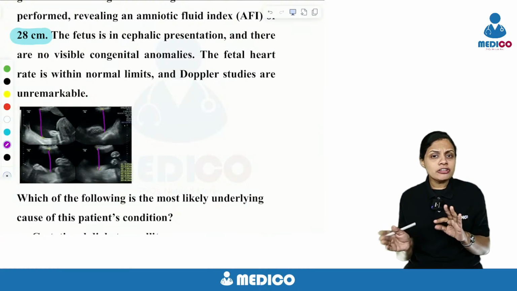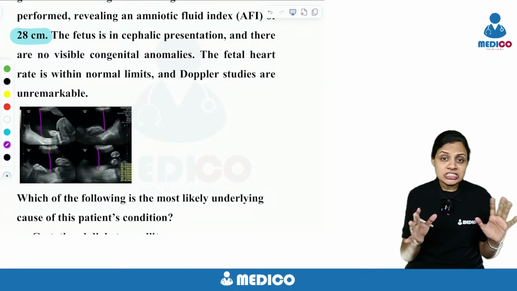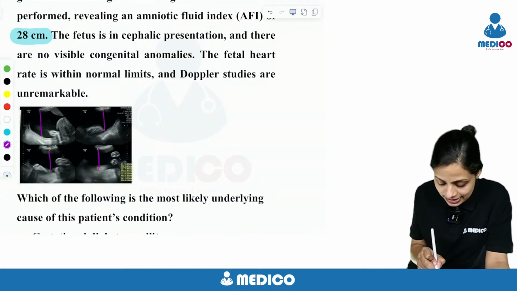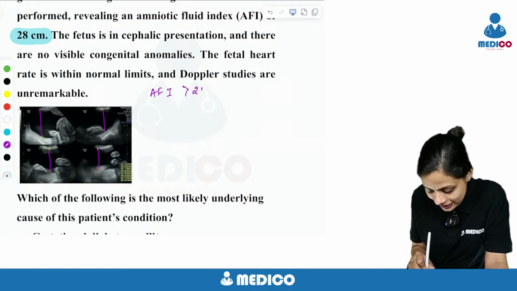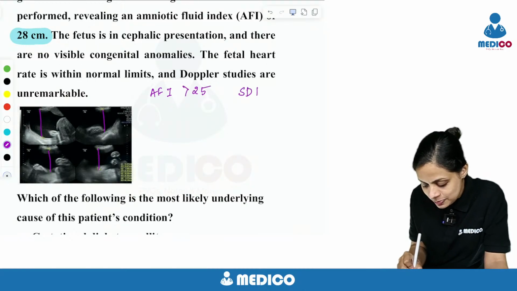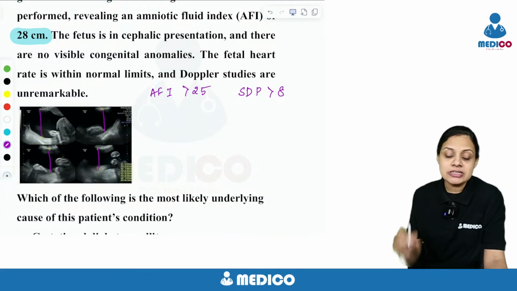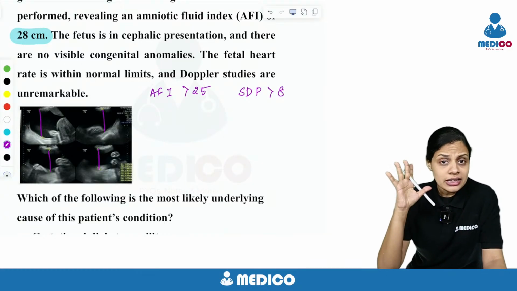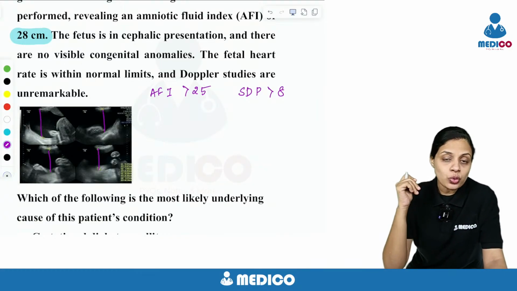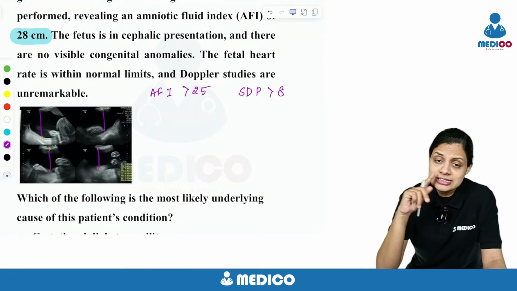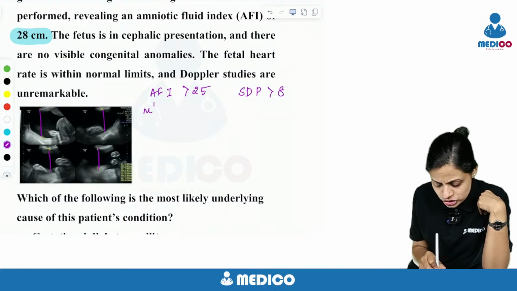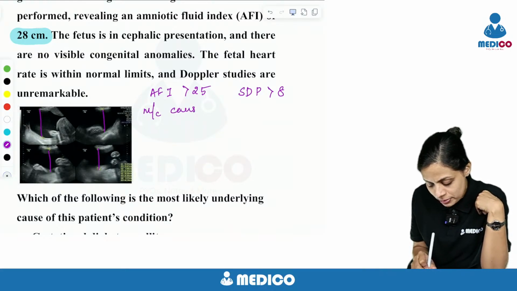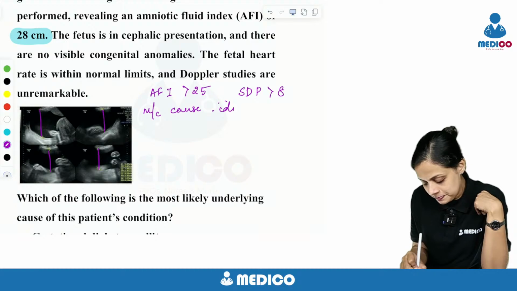A normal amniotic fluid index can be anywhere between 8 and 20 to 25. You say that there is polyhydramnios if the AFI is more than 25 or the single deepest pocket is more than 8 centimeters. Here it is 28 centimeters, so it is polyhydramnios. Next, what is the cause of polyhydramnios? The most common cause is idiopathic.